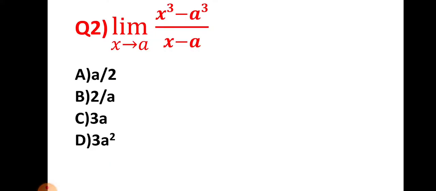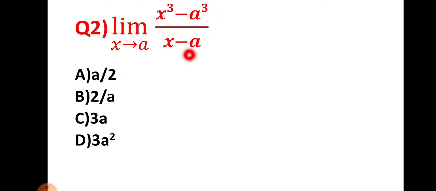Now let us move to question number 2. Limit x tends to a, x to the power 3 minus a to the power 3 divided by x minus a. And option A is a by 2, option B is 2 by a, option C is 3a, and option D is 3a square.